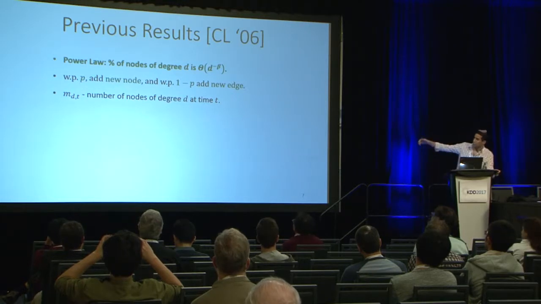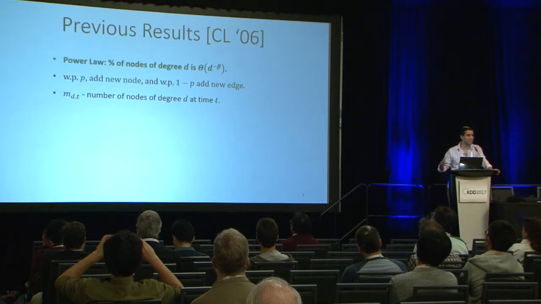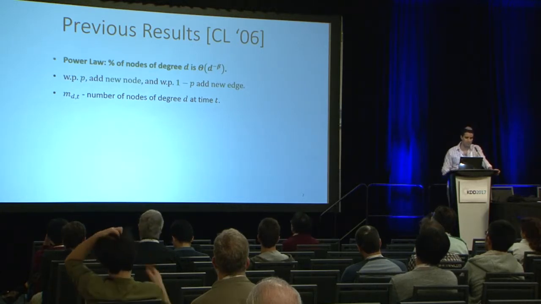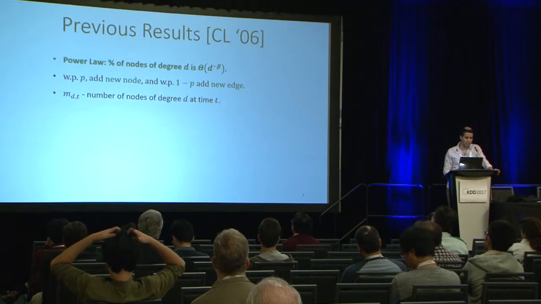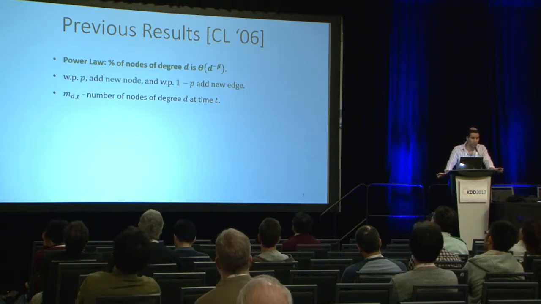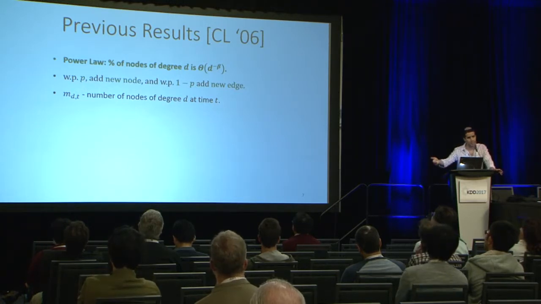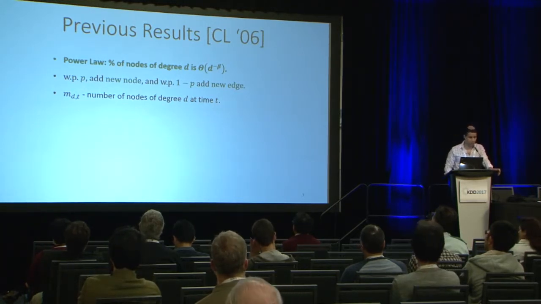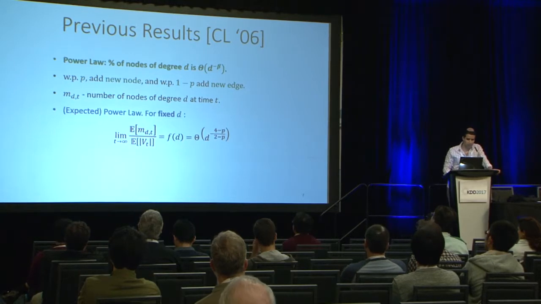And the second bullet is just to remind you what the model is. Basically, in one line, this is the model. With probability p, we add a new node, and with probability 1 minus p, we add a new edge. And we just give a short notation. M_d,t will just be the number of nodes of degree d at time t, because the network evolves with time. Okay, so the first result is basically that we have a power law.